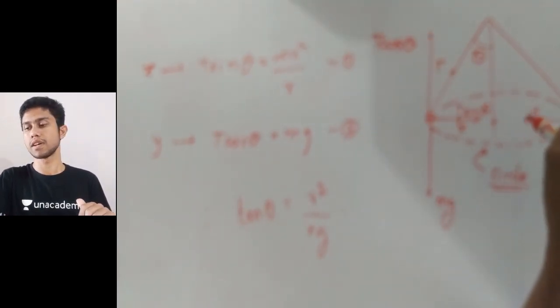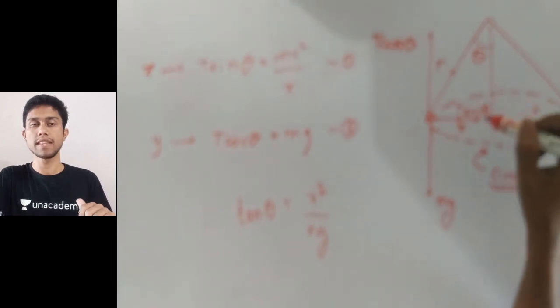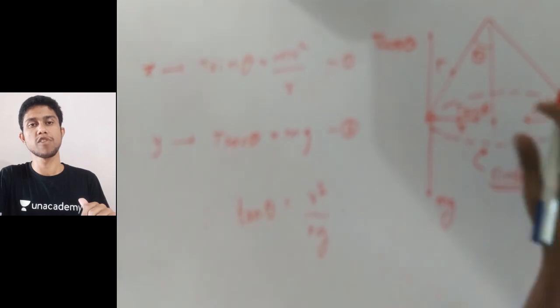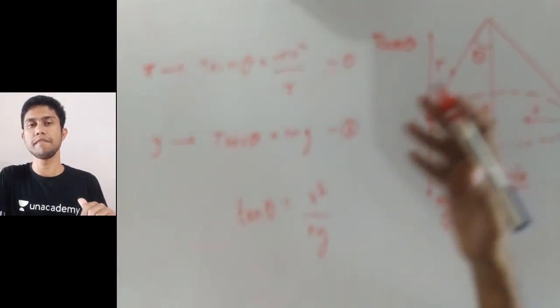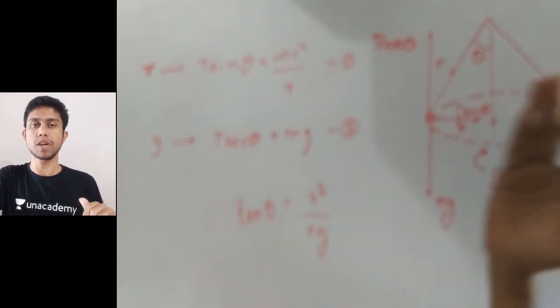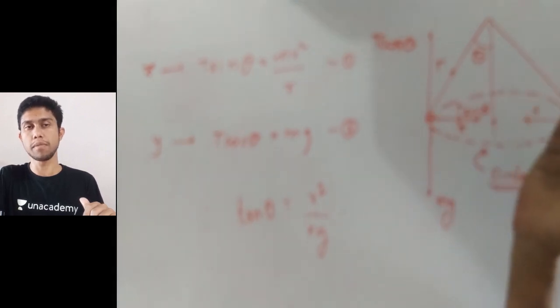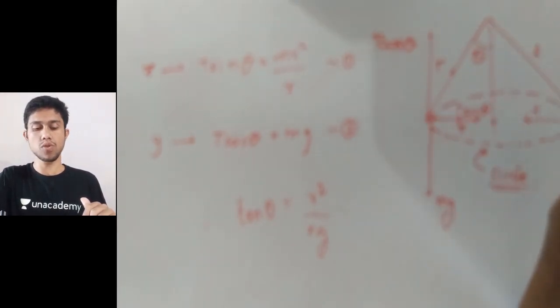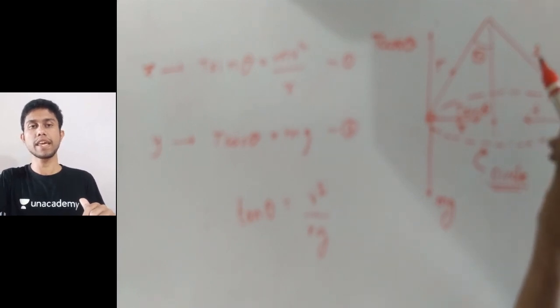Sometimes some students find it confusing which is the circle in which the particle is performing circular motion. So this is the circle which is in the xy plane. Sorry, it is in the xz plane. And this is the length of the string. So sometimes what they give is the length of the string.